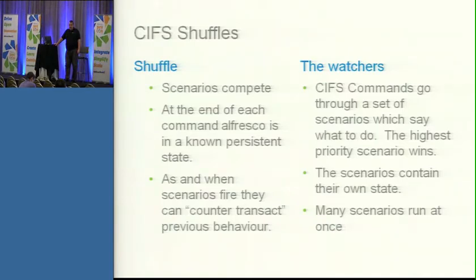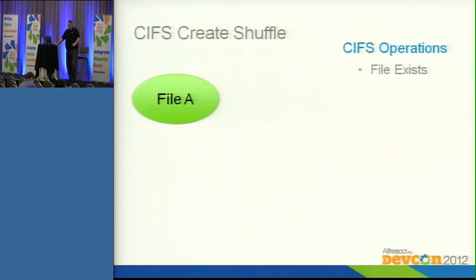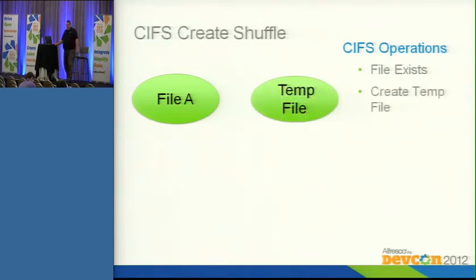And the other term is that when scenarios find out that there's something to do, which we call scenarios firing, because we've had a known persistent state, they have to counter transact. It's a bit like normal record keeping, where you can't just undo an operation. In a record book, you need to counter transact. So I'll just give an example for how the create shuffle works with the scenarios. So first of all, file A exists, and then the next is the temp file that is created, and for example, Word creates temp files with a specific name pattern. And I can show you how that's configured later.